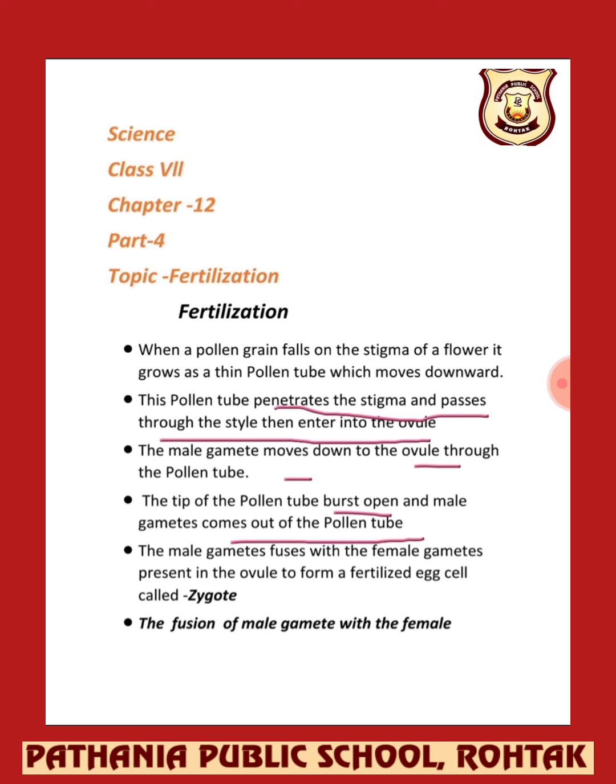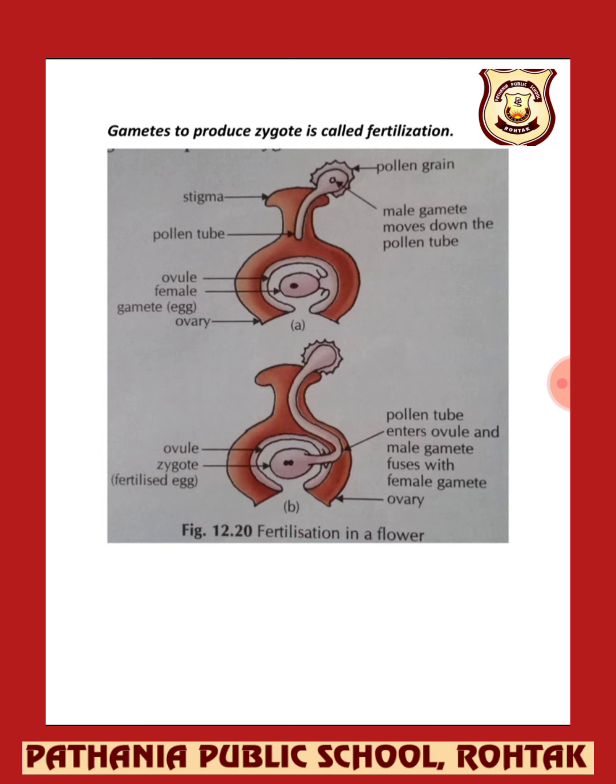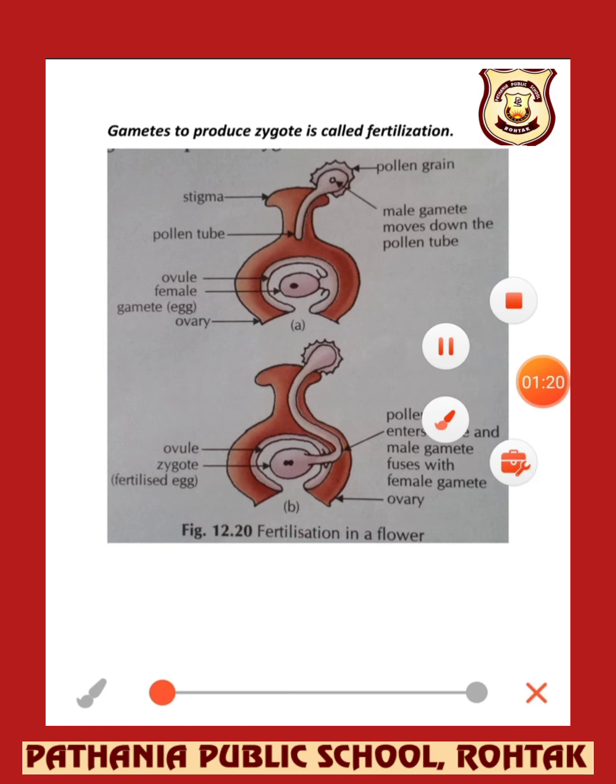The male gamete fuses with the female gamete present in the ovule to form a fertilized egg cell called zygote. Now the fusion of the male gamete with the female gamete is called fertilization, which produces the zygote. Now I will explain this with the diagram also, beta.